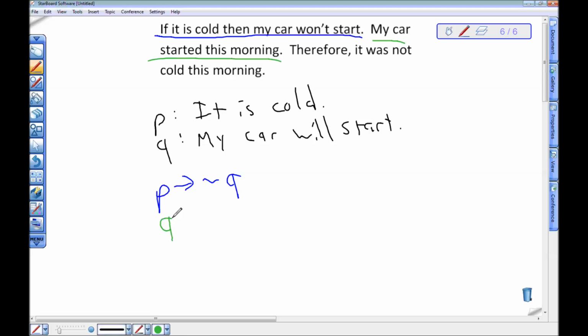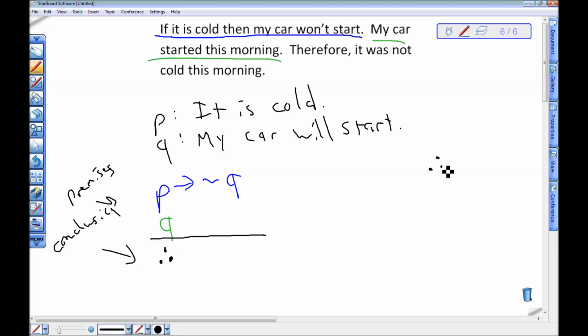Okay, the next statement starts with a therefore. And therefore, or words like thus, tell me that my conclusion is coming. So whenever I'm going to write my conclusion, I'm going to draw a line to say I'm done with my premises. And then down here, I'm going to write my conclusion, but I'm going to write it after three little dots. These three little dots stand for the word therefore. So my conclusion, I put after three little dots.